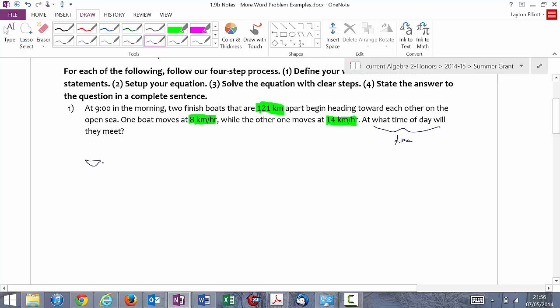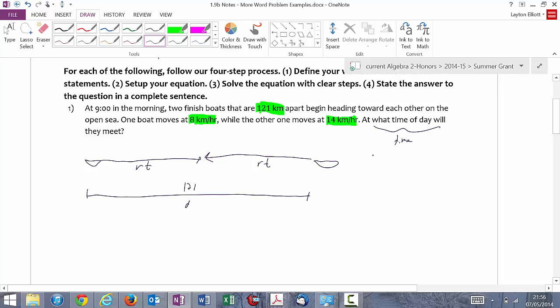Well, if I draw a boat in some water, and then another boat in some water, we mentioned before that the distance can be represented as a rate times a time, and this one can be a rate times a time, and my total distance between the two of them is 121 kilometers. So what time of day? Well, let's let t equal the number of hours the boats travel, because they leave at the same time. They leave at 9 o'clock and they encounter each other whenever they meet. So t equals the number of hours the boats travel.